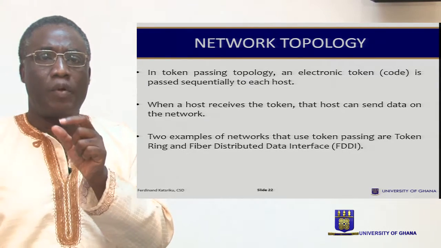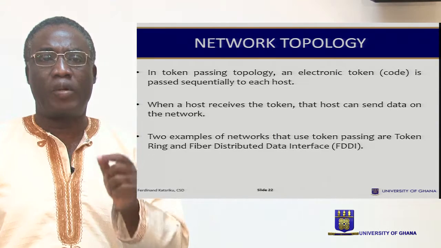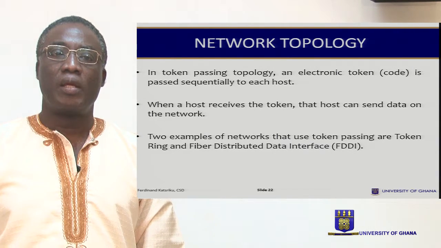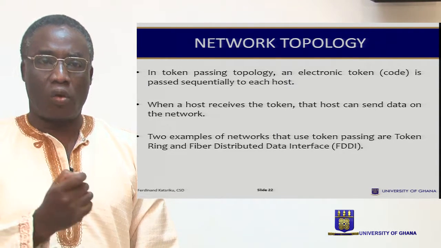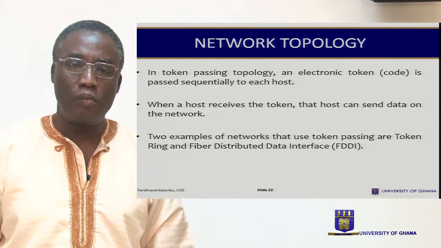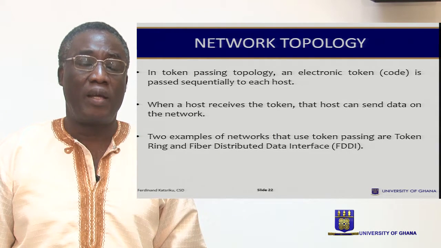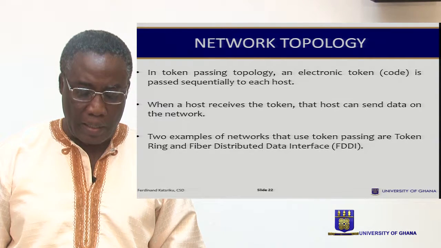Now, think about the advantages of both broadcasting and token. In broadcasting, everybody can shout at any time or send their information at any time. In token, you only send information when you have the token. So the token gives the right to send information. The two types of networks that use token passing are token ring and the fiber distributed data interface, the FDDI.